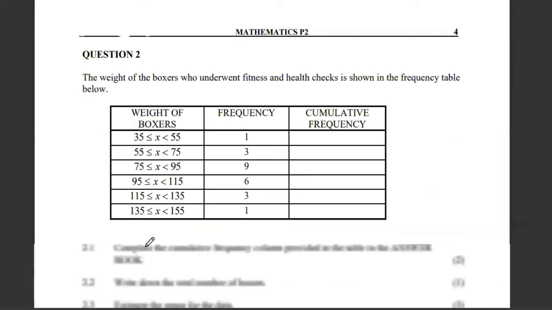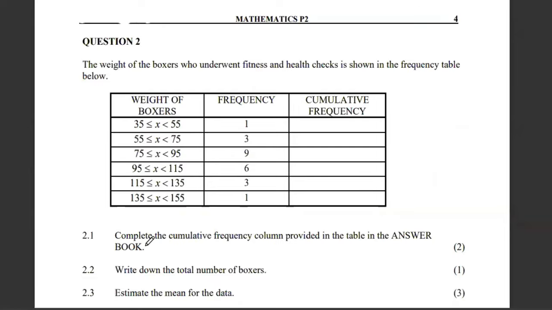We move on to question number 2, which is also statistics, but of grouped data. The weight of boxers who underwent fitness and health checks is shown in the frequency table below. We have the weight, we have the frequency, then they want us to complete the cumulative frequency. The first cumulative frequency will always be equal to the first frequency. Then 1 plus 3 is a 4, 4 plus 9 is a 13, plus 6 is a 19, plus 3 is a 22, and then plus 1 is a 23.